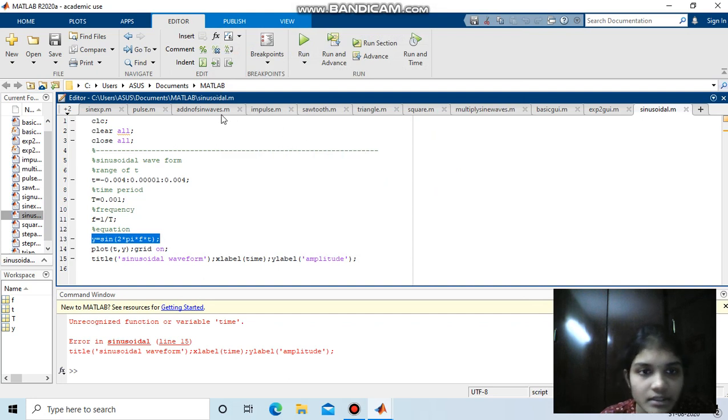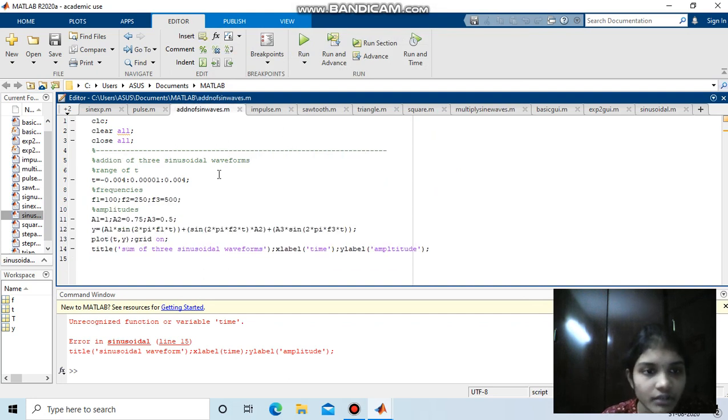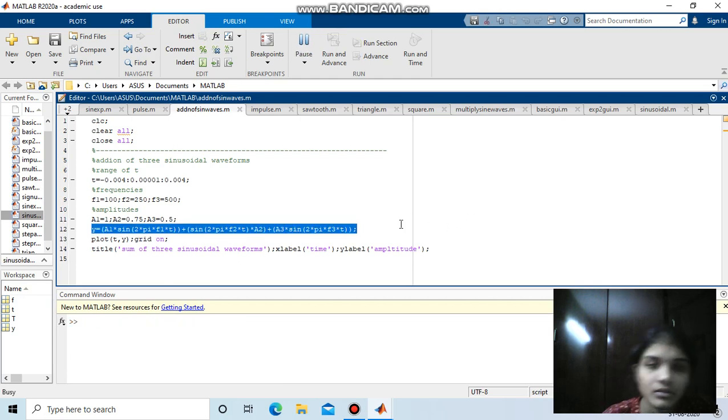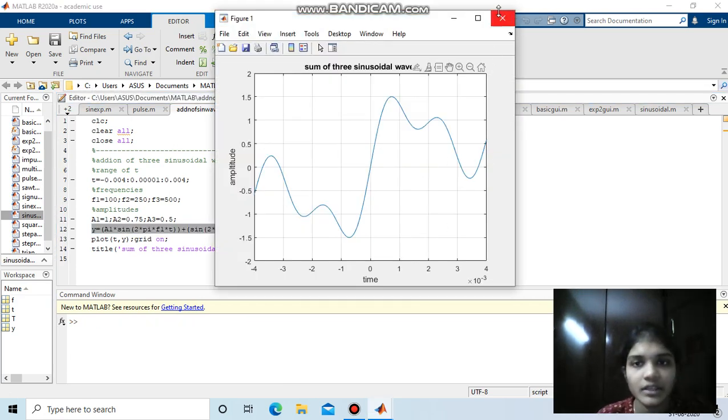And let us see the addition of three sinusoidal waves with different frequencies, that is 100, 250, 500, and amplitudes 1, 0.75 and 0.5. And I took y is equal to the sum of these three sine waves. So when we run the graph, it looks like this.